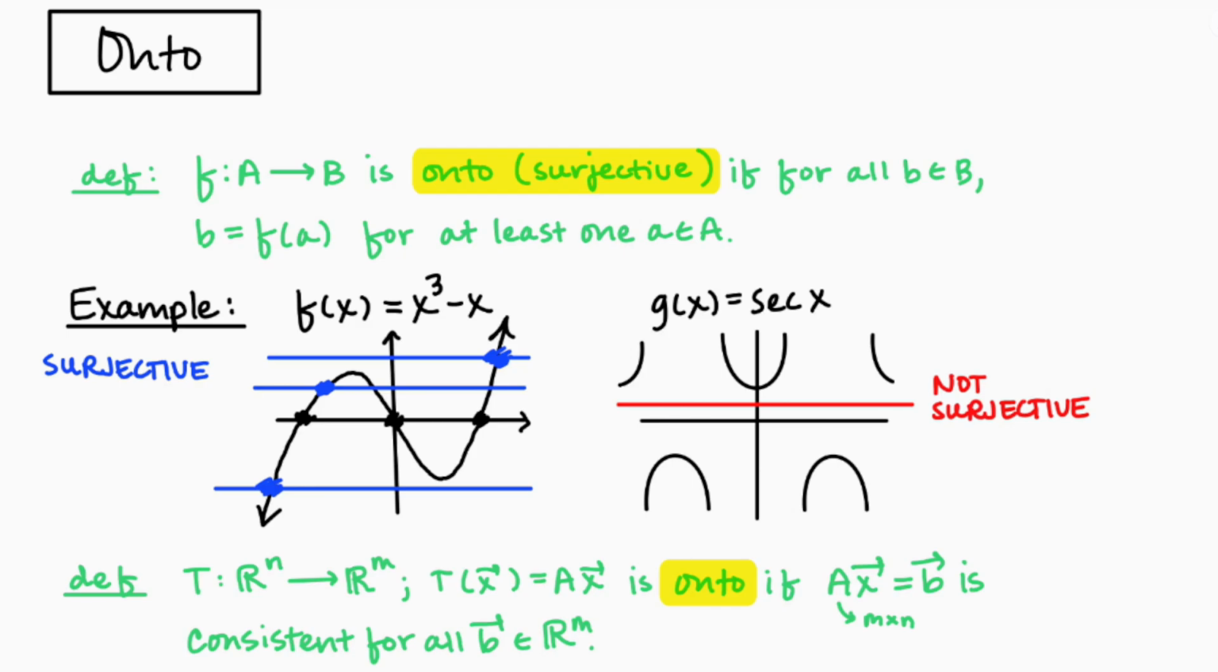So we'll say that a linear transform which takes Rn into Rm, defined by T of x equals Ax, where A is that standard matrix, an m by n matrix, we'll call onto or surjective if Ax equals b, the associated linear system of equations, is consistent for all b in the codomain.